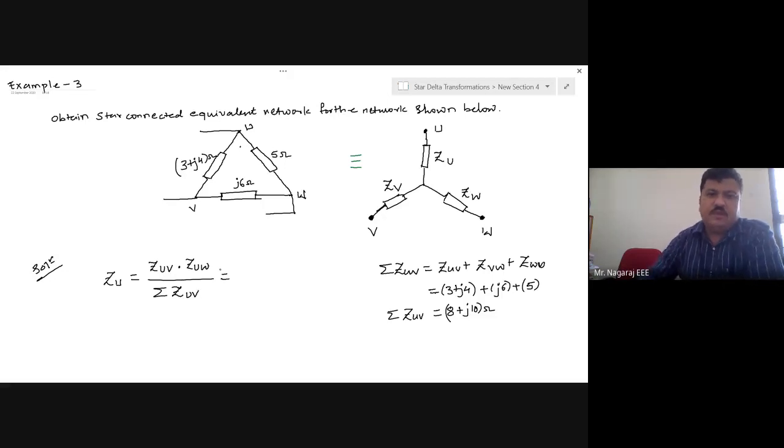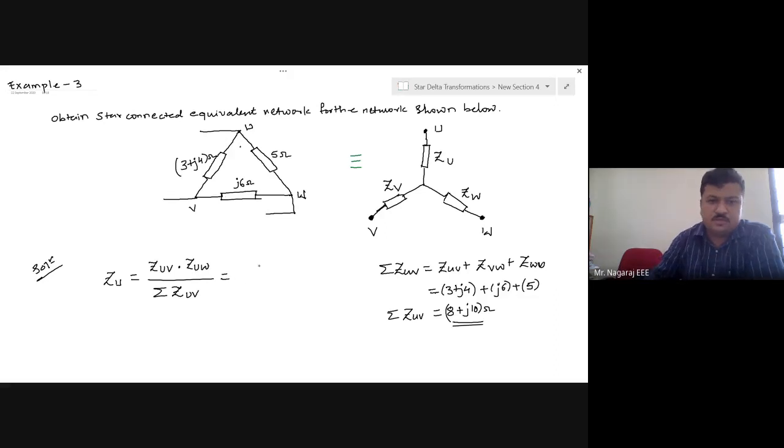So now we have the delta circuit given. We need to get the equivalent star of that. So we are applying the formula ZU is equal to ZUV into ZUW divided by summation ZUV. Summation ZUV we already have calculated: 8 plus J10 ohms. I need not calculate in every step. Now I simply substitute the values of ZUV and ZUW.